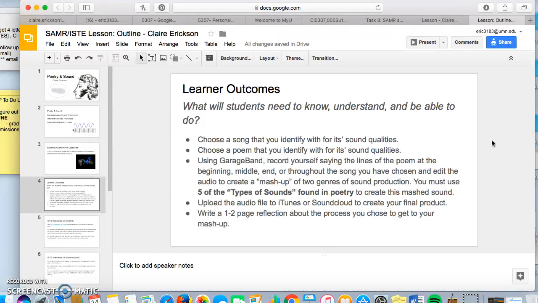And then after that, we're going to be sharing them either in small groups or in a large class, depending on the size of the class, and then write a 1 to 2 page reflection about the process that they chose to get to their mashup.